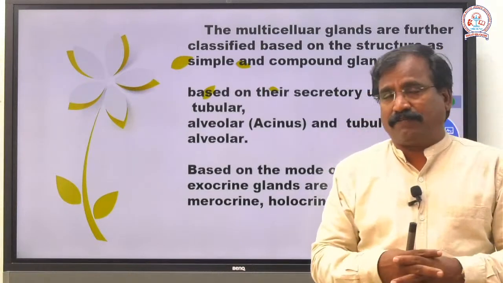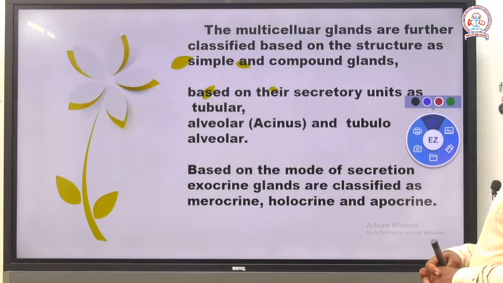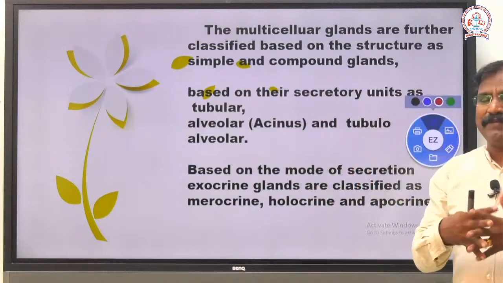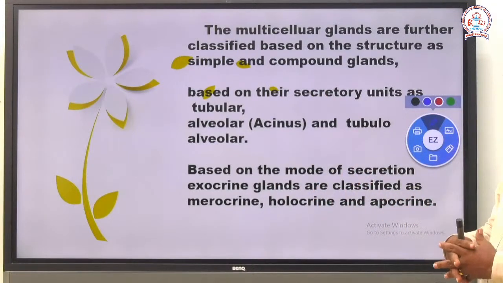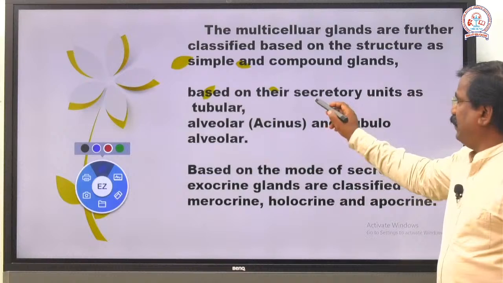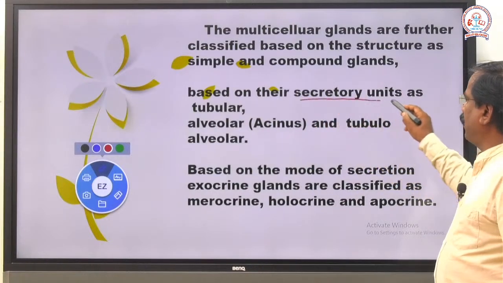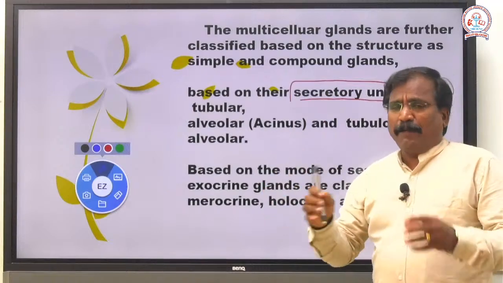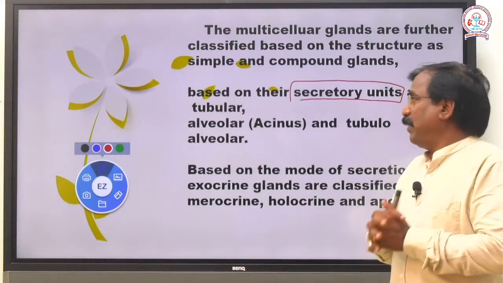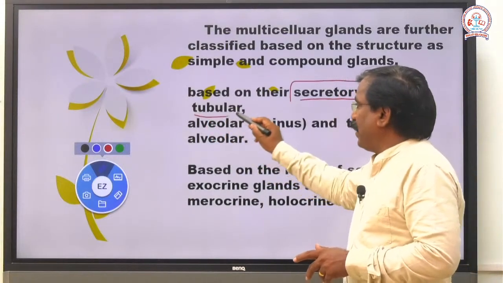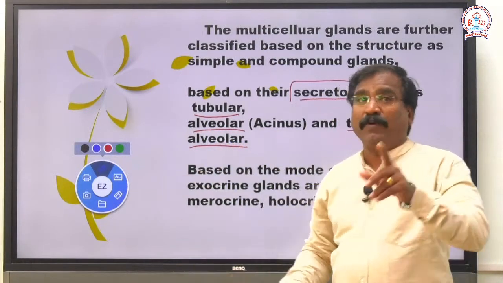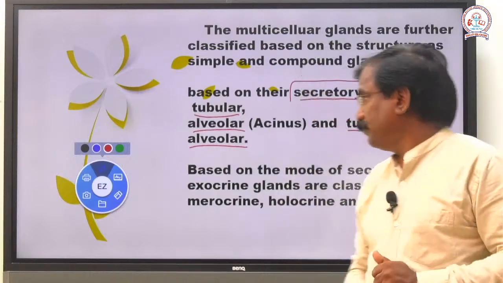Glands, basically it is secretion, they secrete something. That is simple compound, the number of cells based on that. And next, already discussed, the next is based on the secretory units. How the units of the gland that secretes are arranged, the composition, is based on that: tubular, alveolar and tubulo-alveolar. Important, listen carefully.